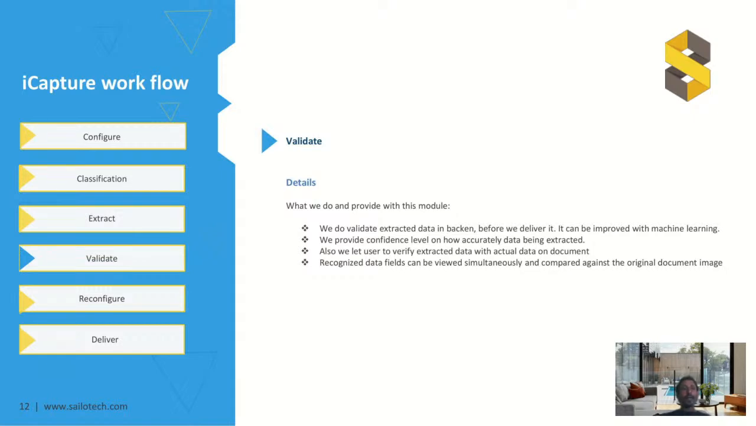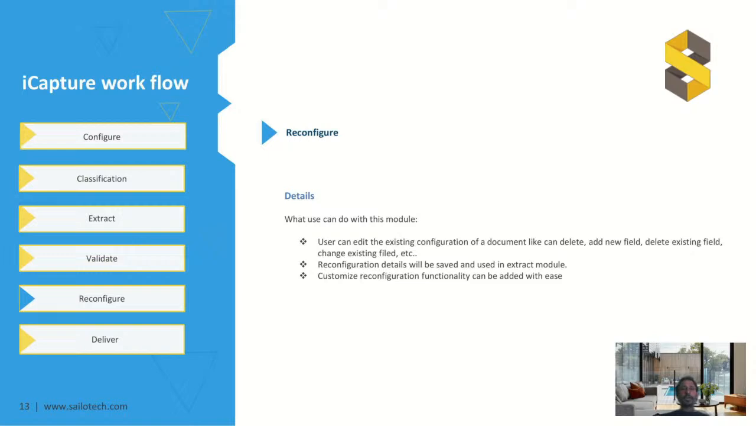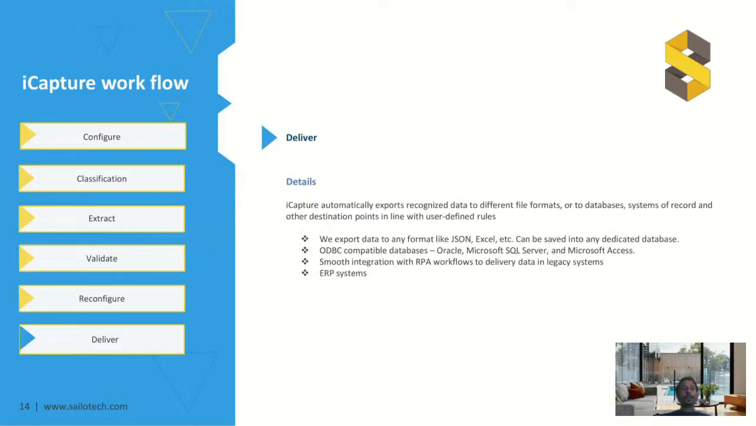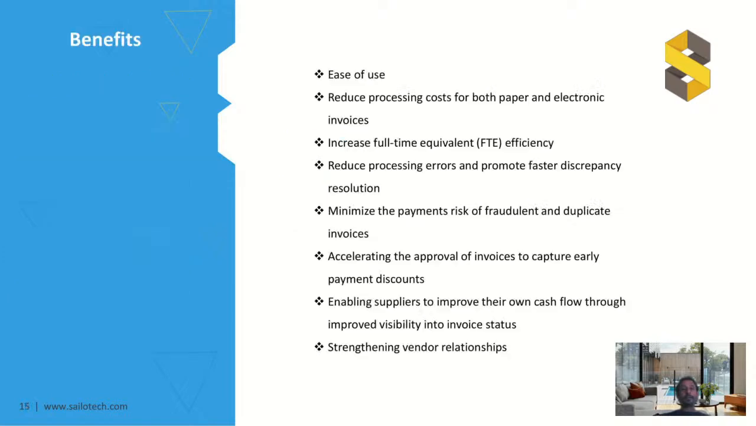So again, the validations I talked about. Reconfigure, basically the user can edit the existing configuration of the document, delete, and so on and so forth. All those features are there. Deliver is nothing but where the extracted data would be delivered to. It can be delivered to an FTP folder or some shared drive, and that can be taken care of.